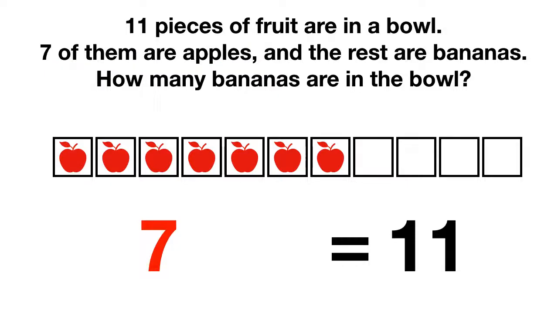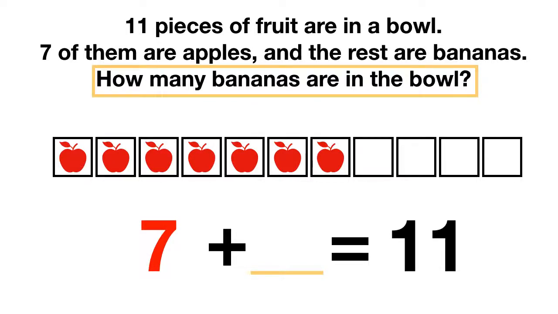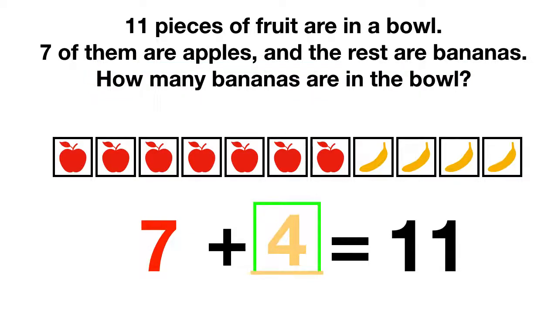Next, the problem says the rest are bananas. So we know all of these empty spaces are bananas, but do we know exactly how many that is? Well, the problem doesn't tell us, so in our number sentence we'd put a blank. But we know that 7 apples plus these bananas will give me all 11 fruits. To figure out how many bananas are in the bowl, you just have to count up those banana spaces. 1, 2, 3, 4. There must be 4 bananas in the bowl.